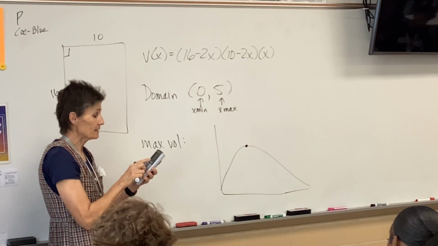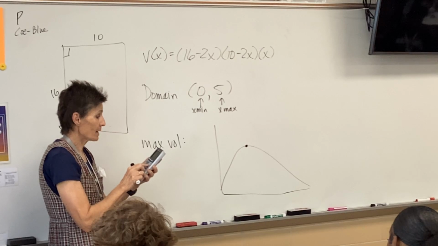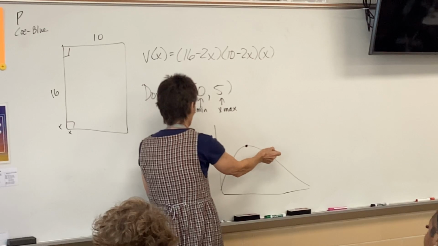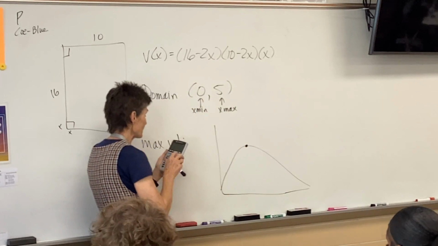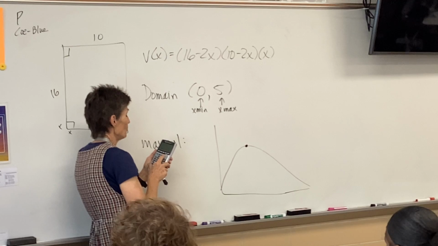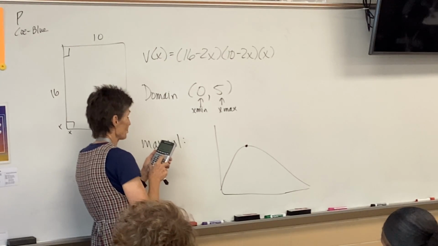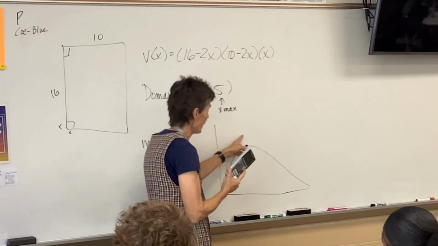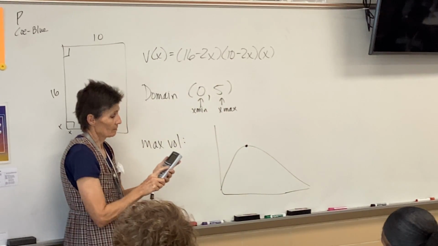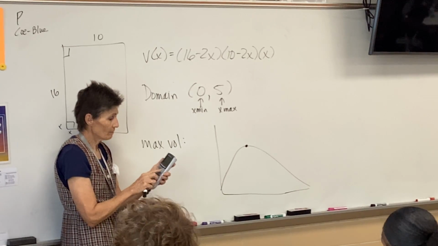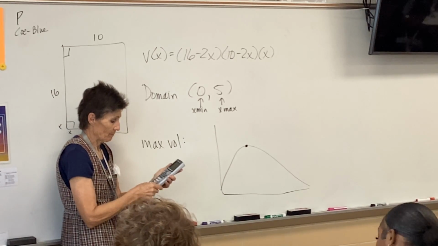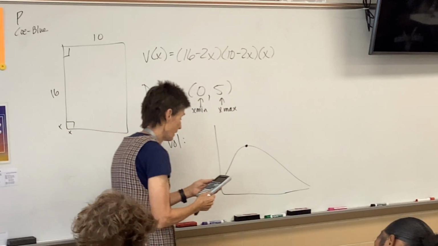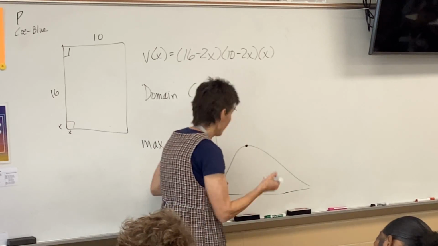So I press second calculate maximum, and as soon as I press enter, my cursor's back on. So I need to move it over here. I always have to do left first. So I'll move it over to the left. Press enter. Move it over to the right. Press enter. And then move it in the middle. And, oh my. I got 2, 144.